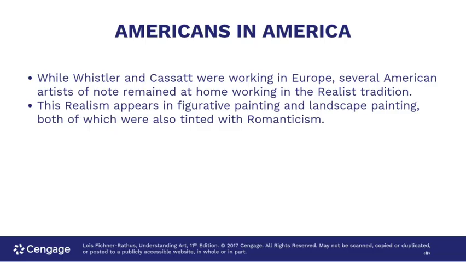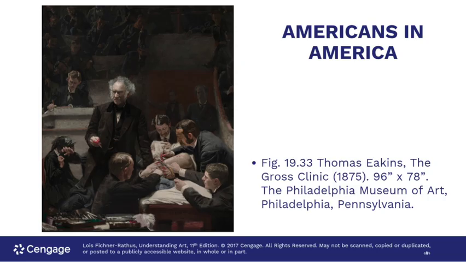While Whistler and Cassatt were working in Europe, several American artists of note remained at home working in the realist tradition. This realism appears in figurative painting and landscape painting, both of which were also tinted with Romanticism. Thomas Eakins was an important portrait painter of the 19th century. His early artistic training took place in the United States, and he did study in Paris with people who mostly depicted historical events. And so that was a big influence on him.